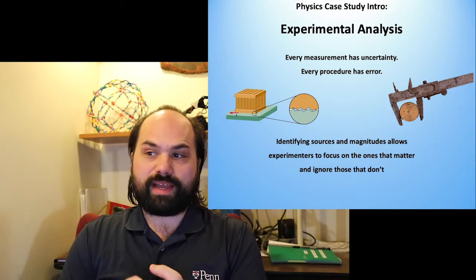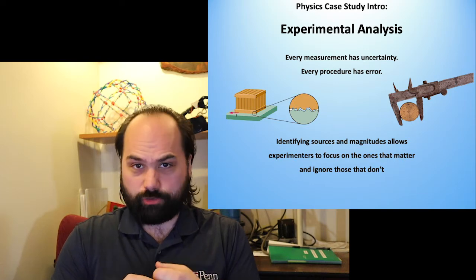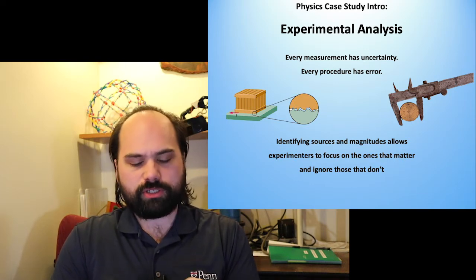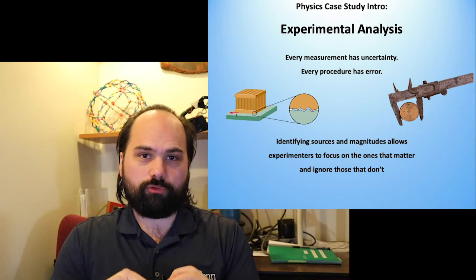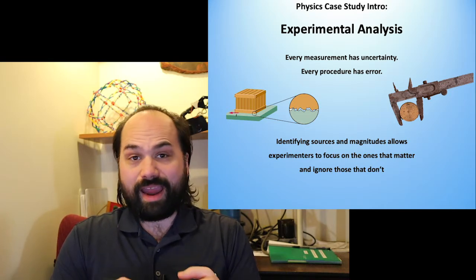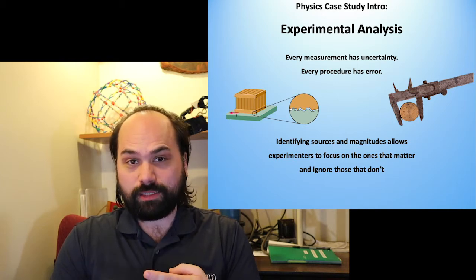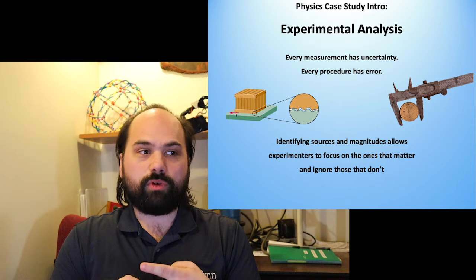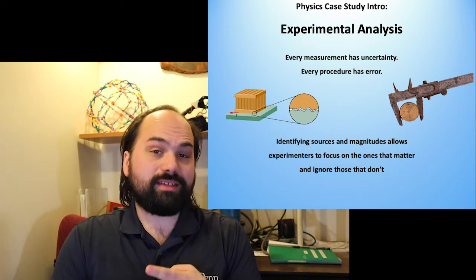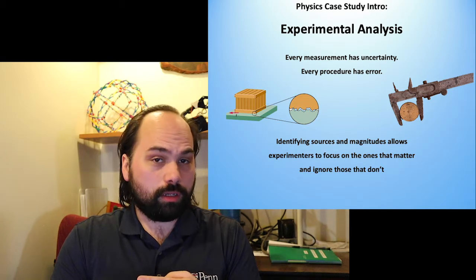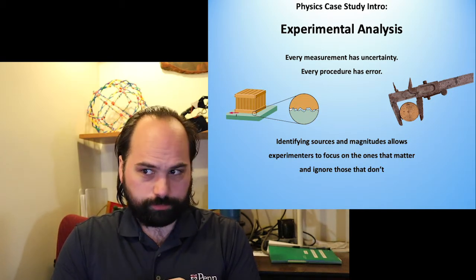So, every measurement has uncertainty. Every procedure has error. What is uncertainty? Uncertainty is how much you trust your results. Error is how much do the results you get resemble the results you were expecting. That is not to say were they wrong, that is, do they match expectation?